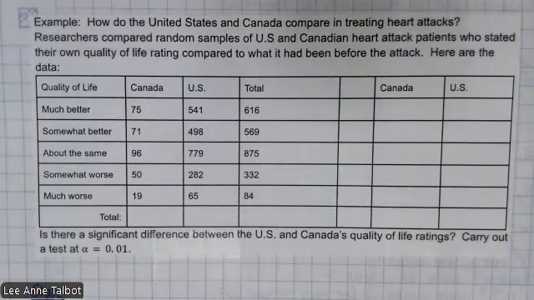This one has a two-way table. And it says in the problem, researchers compared multiple random samples, which means that they got a very separate sample from Canada and a separate sample from the US. They weren't hanging around the border trying to figure out who has dual citizenship or anything like that. The Venn diagram does not overlap in these two samples. A sample from the US, a sample from Canada.